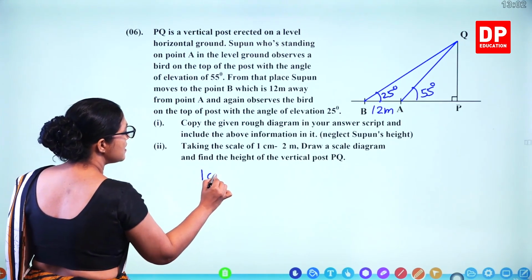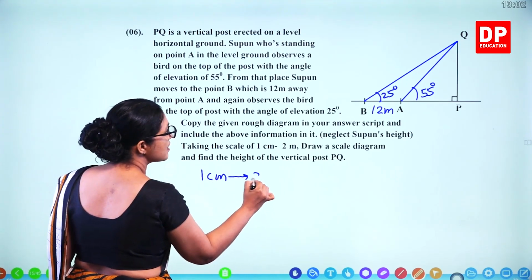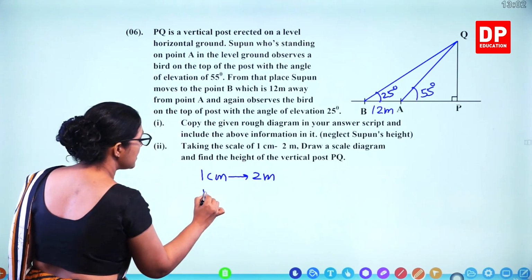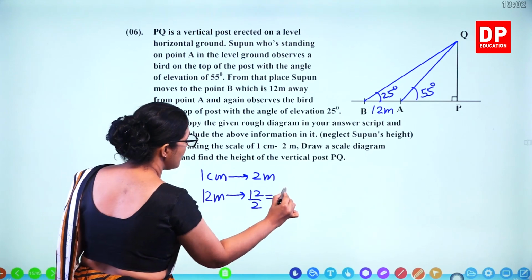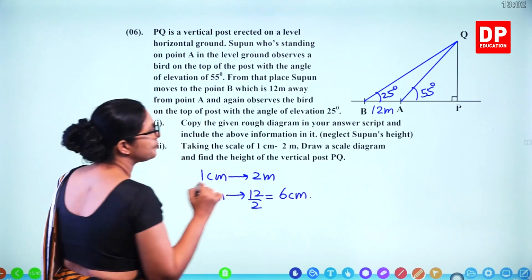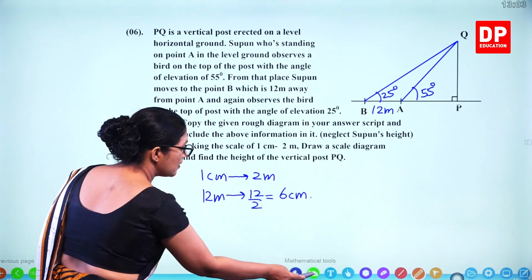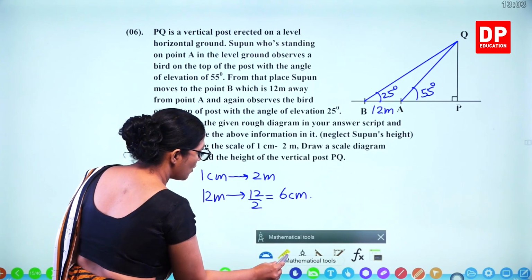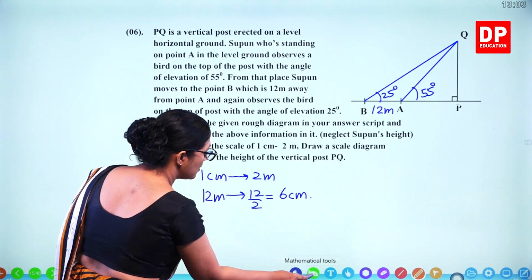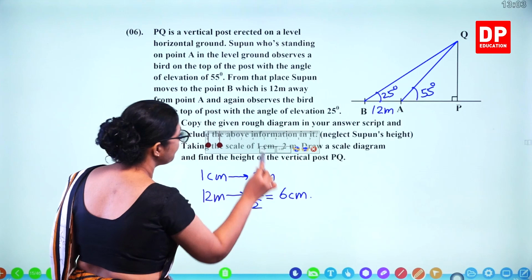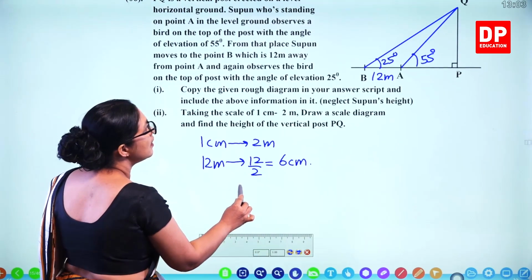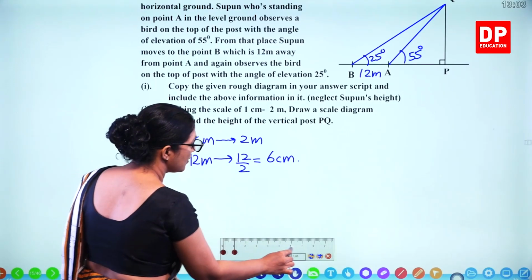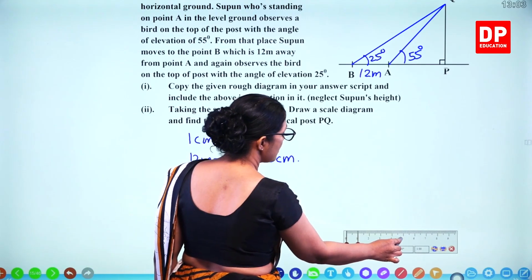So 1 centimeter is 2 meters, means we need 12 meters. So 12 divided by 2, you need 6 centimeter length. Now we'll draw the scale diagram. First thing you can do, you can take the ruler and you can draw the line segment first. So we'll draw it here.